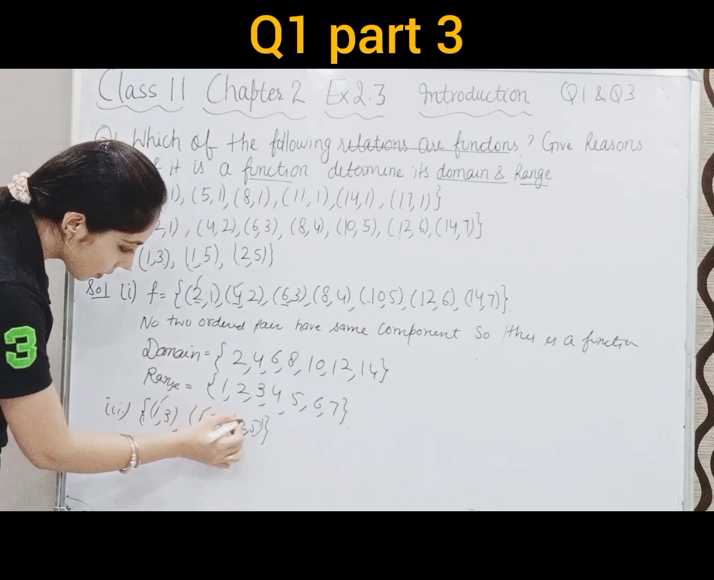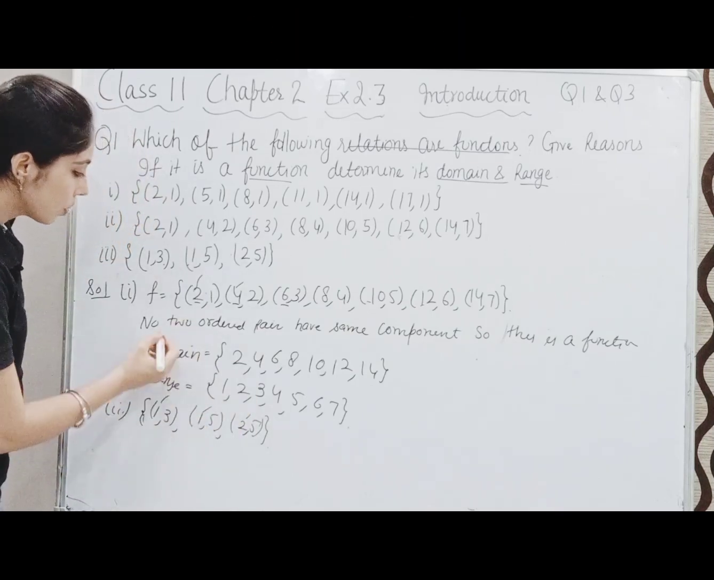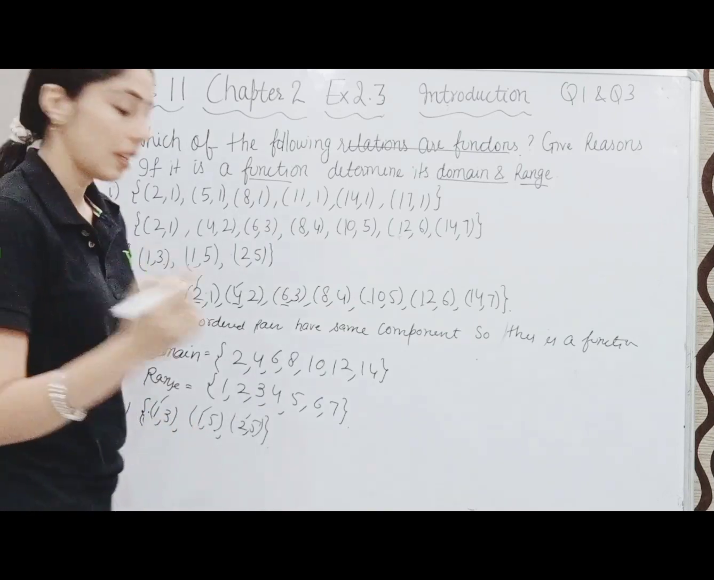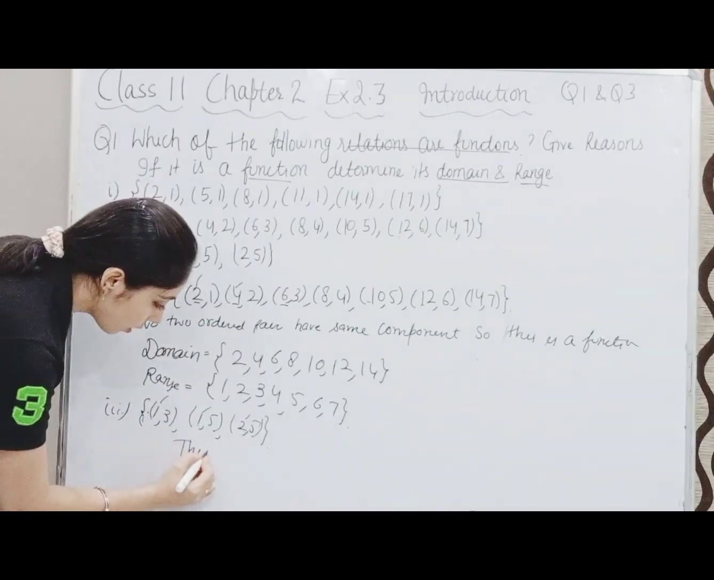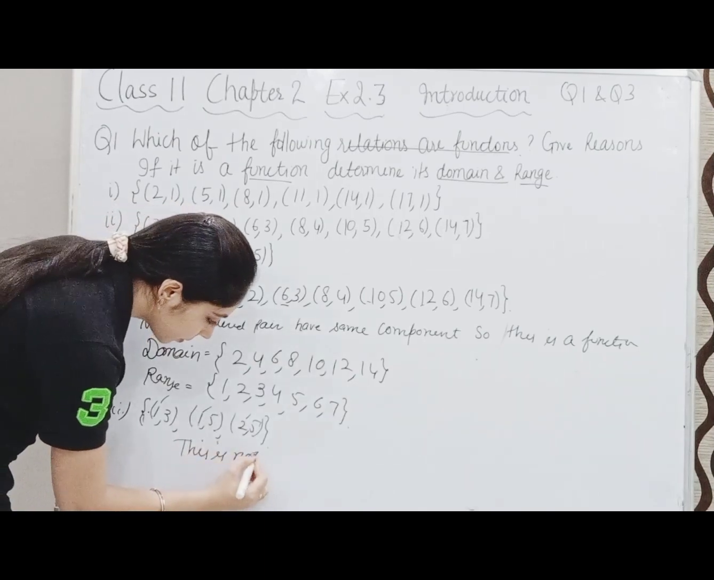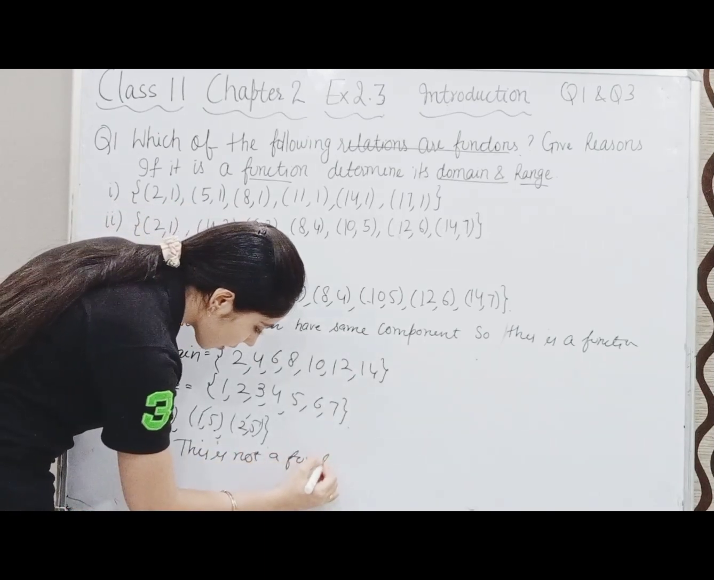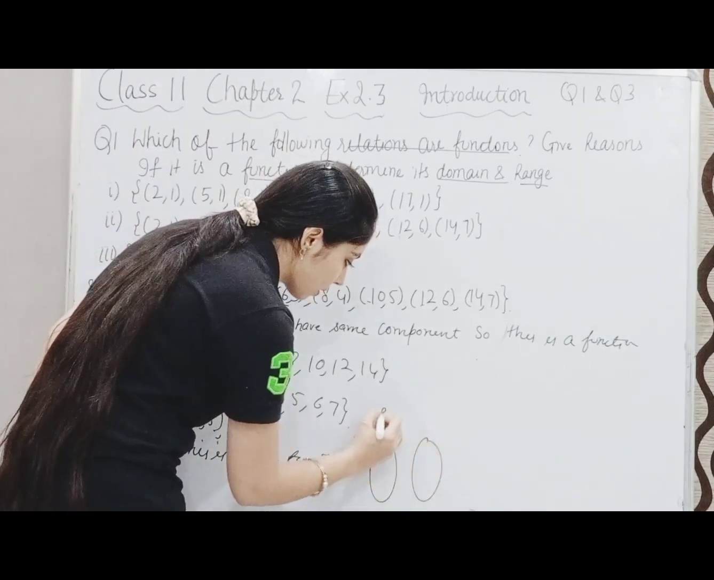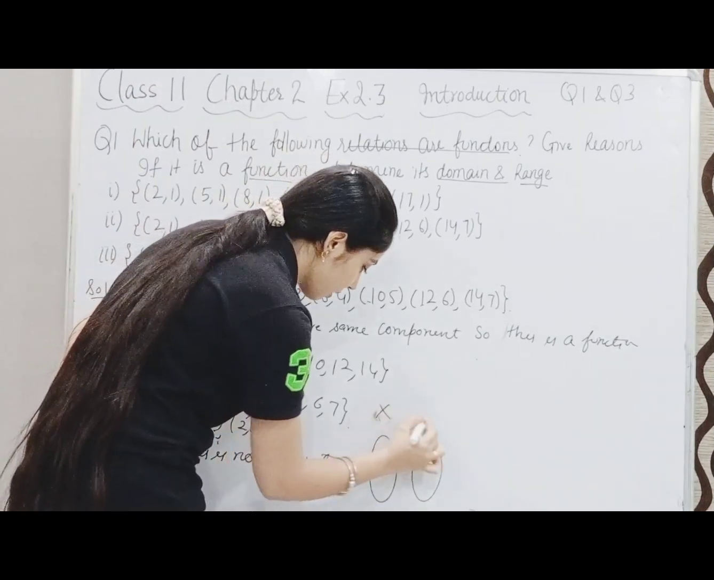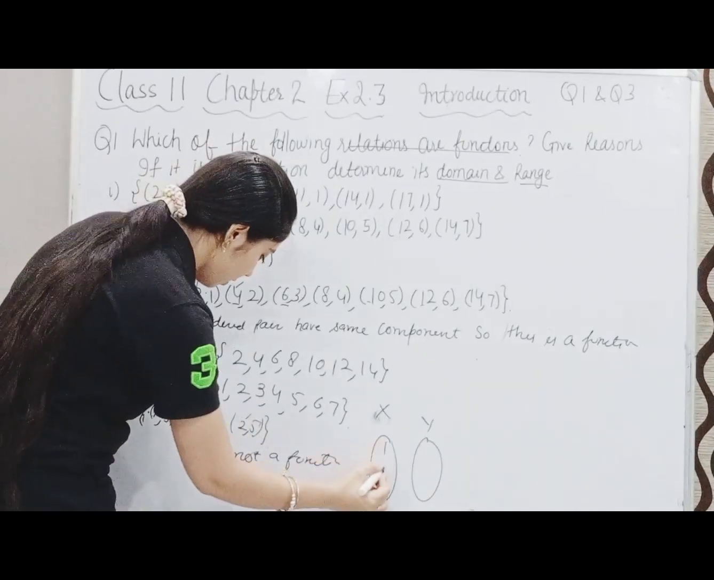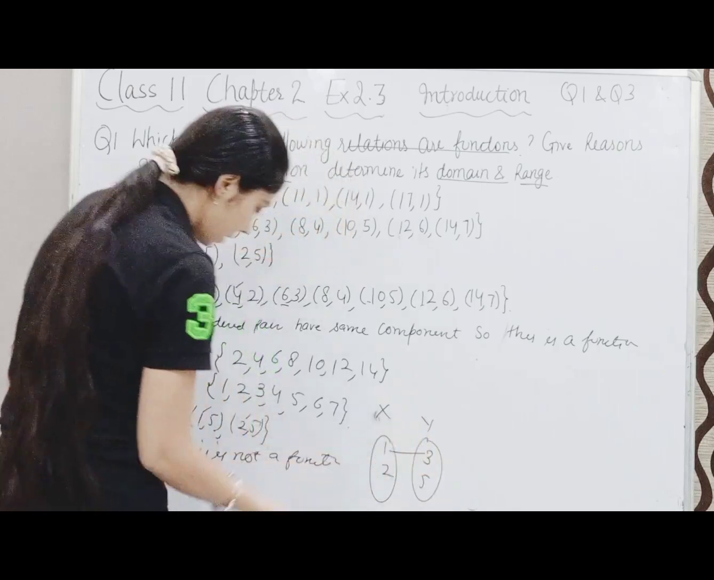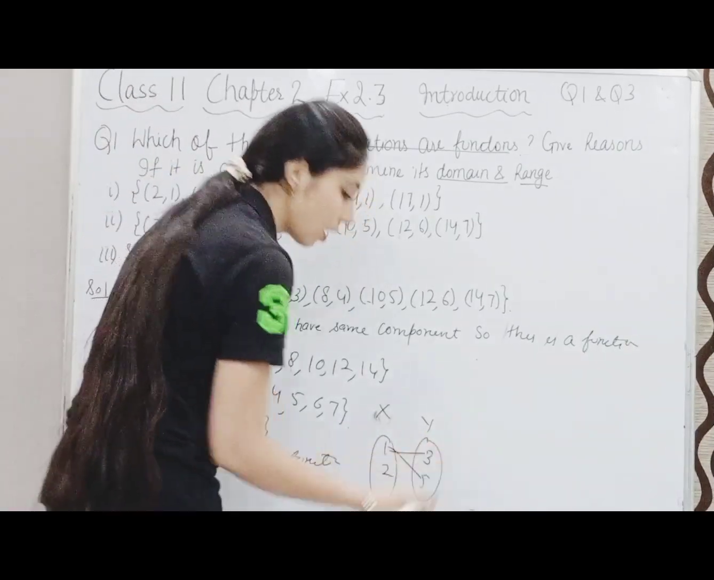Here the first element is repeating. So we have two ordered pairs in which the first component is the same. So this is not a function. If this is not a function, then we don't have to find the domain and range. Here we have this condition: (1, 3) and (1, 5). Image of 1 is 3 and also image of 1 is 5.